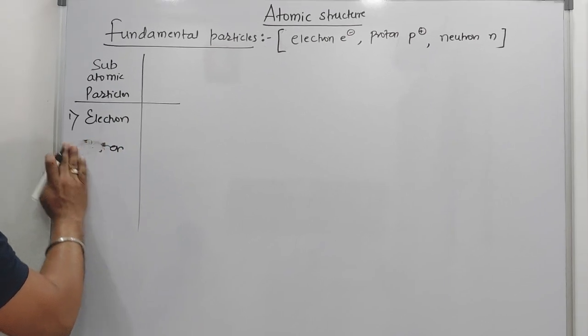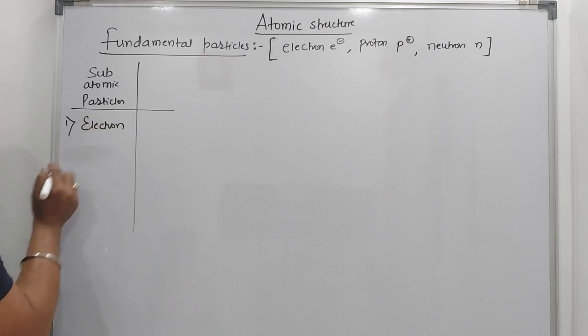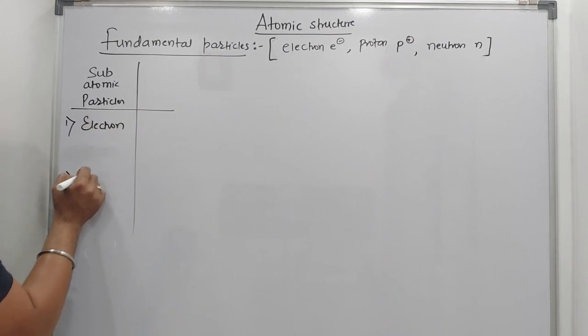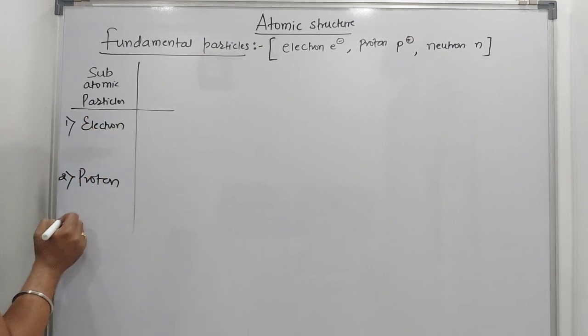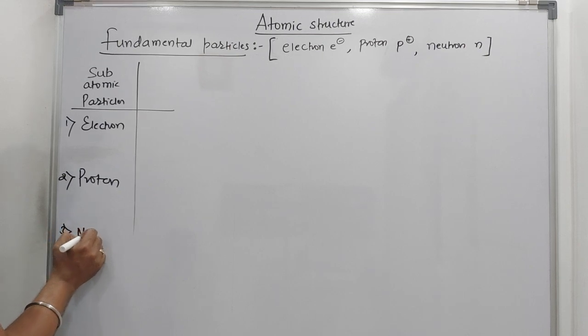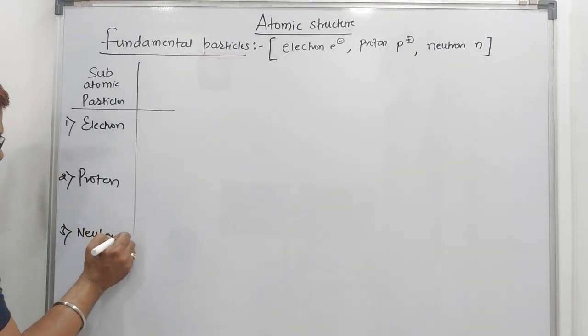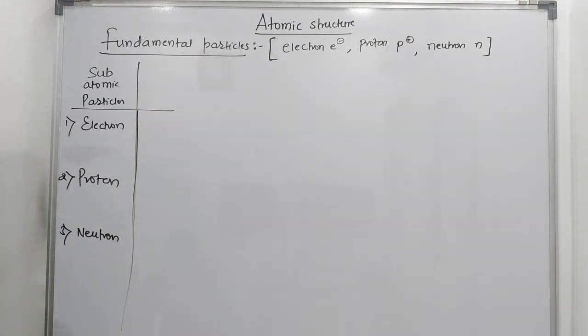And the third one is what? Neutron. I'll write on this side. One is electron, the second one is a proton, and the third one is a neutron. See beta, these are the subatomic particles that we learned till now.